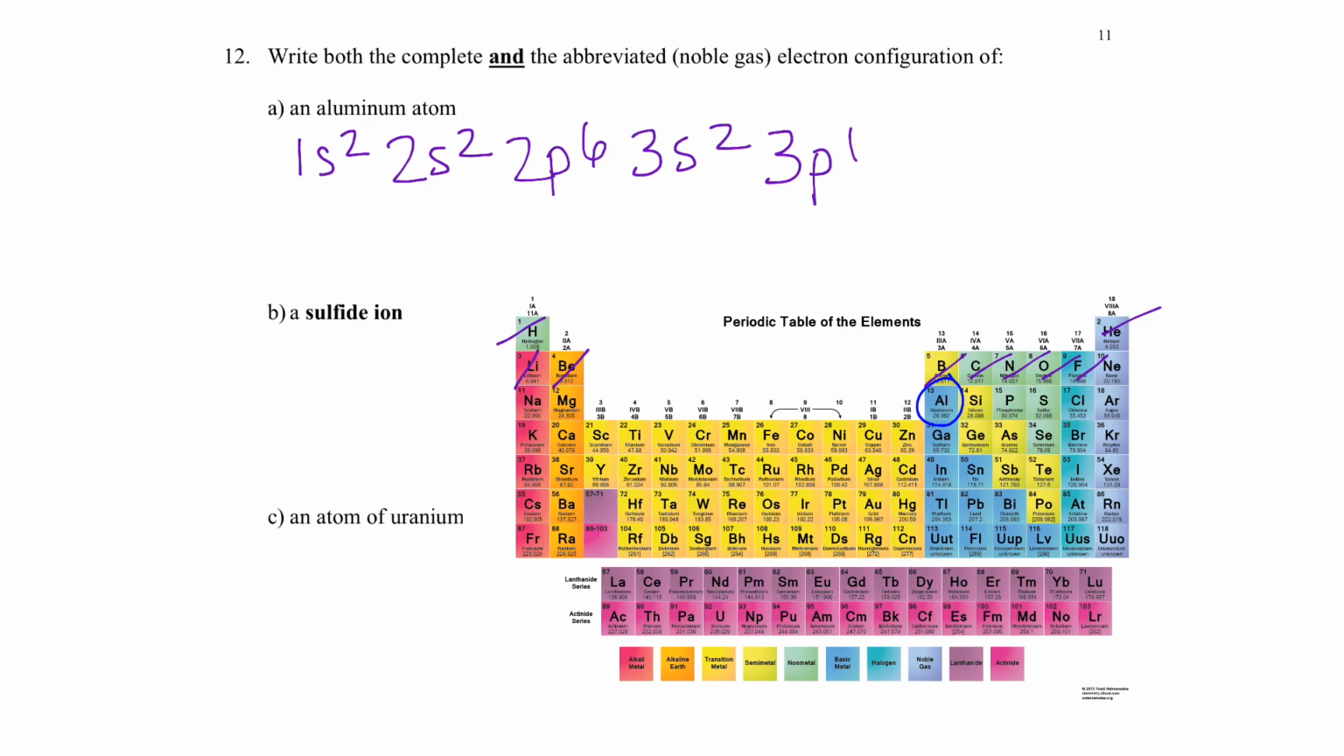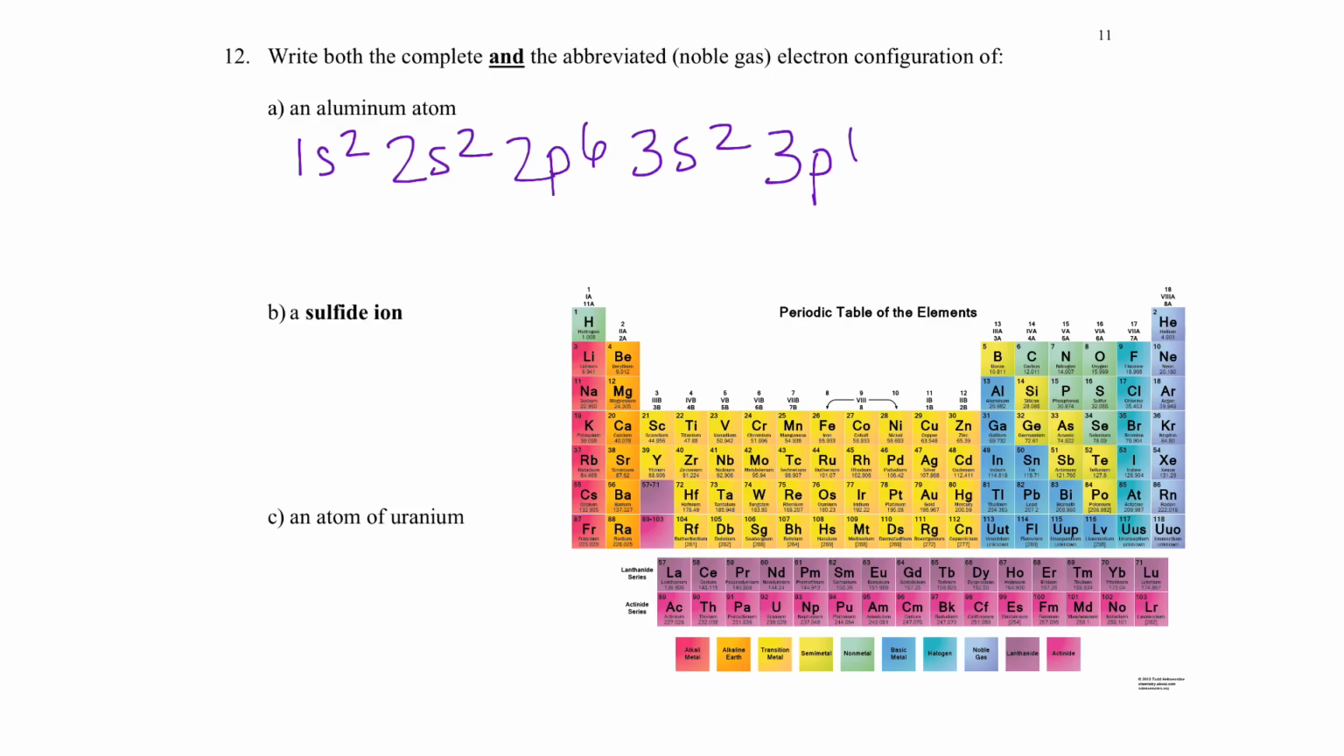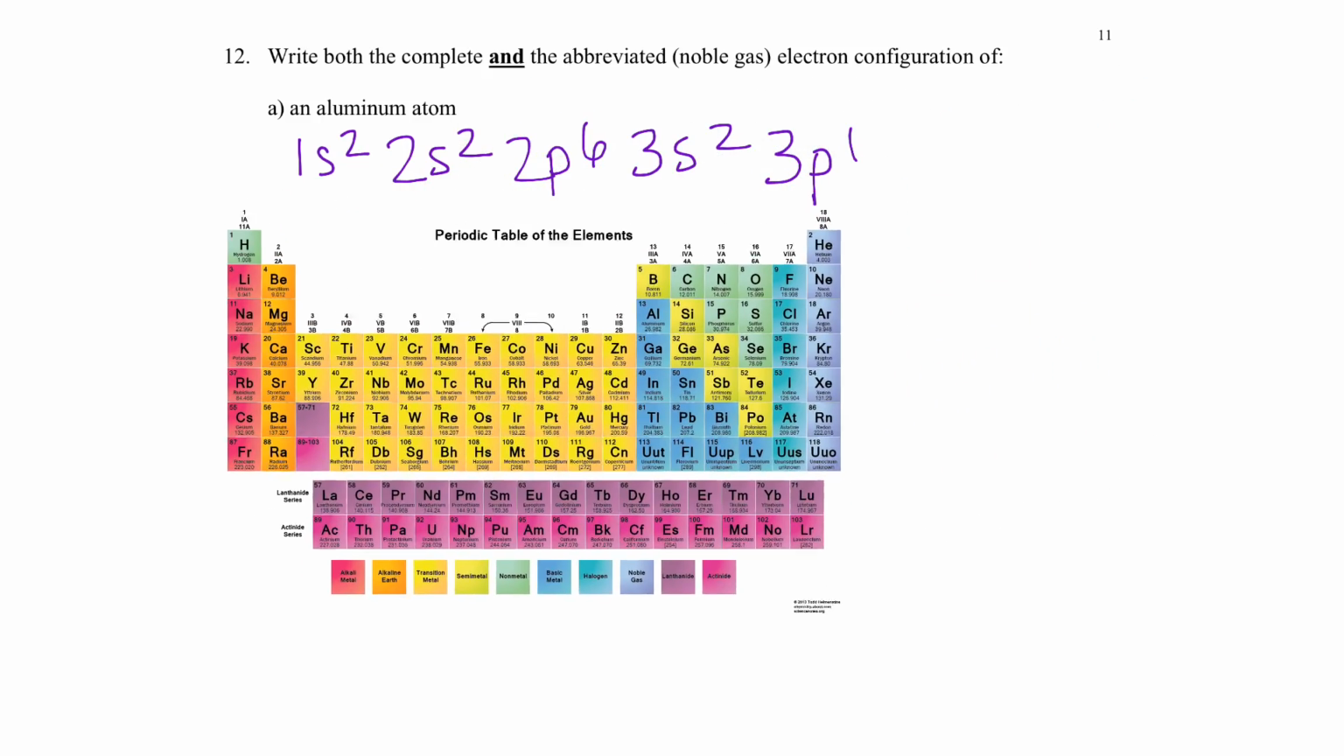C is similar. Now we're still dealing with an atom, but uranium's way farther down on the periodic table. So the electron configuration is going to be a lot lengthier. Okay? We'll do all the full ones first, and then we'll go back to the noble gas configurations. So if you were to write the full electron configuration, we can do that.